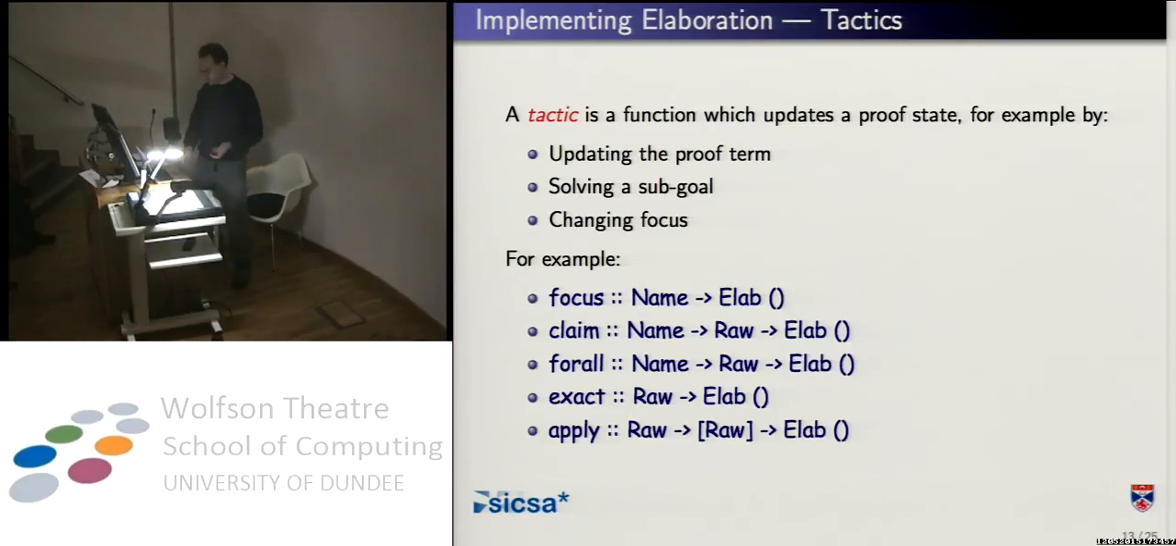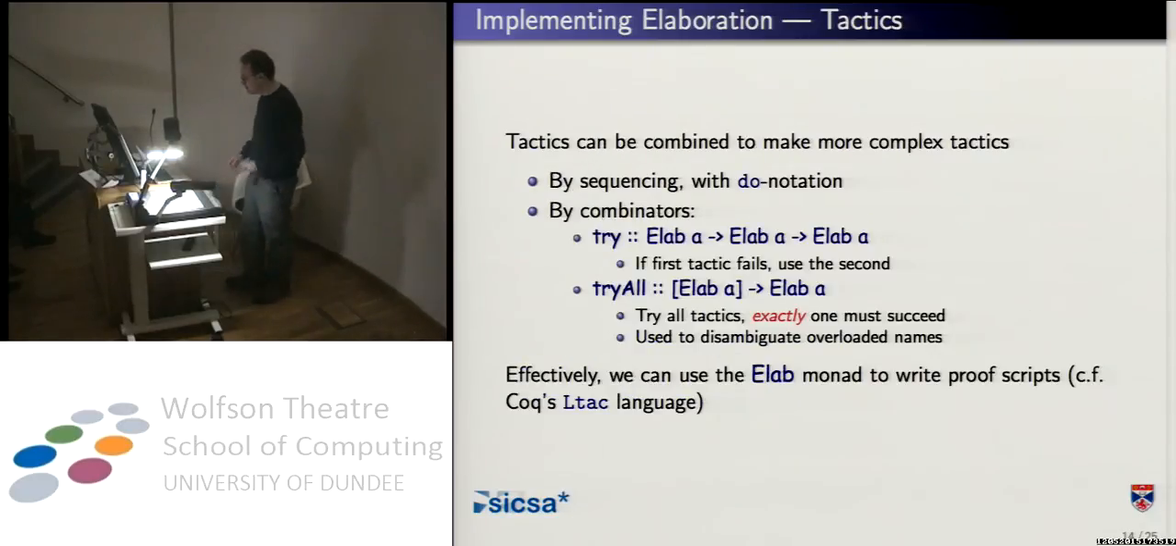If you may be familiar, some of these may look like they might not be out of place in a Coq proof. So we can focus on things, we can claim that some metavariable exists and suggest a type for it. We can suggest an exact proof for the current goal and so on.